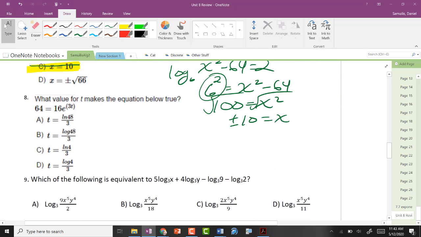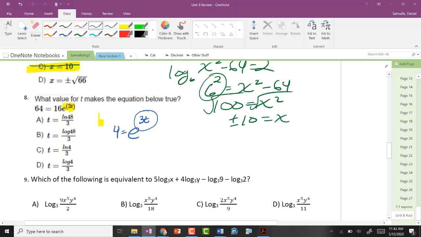All right, which one makes this equation true? So this one, you're not going to be able to plug in values if you are doing that previously. You're going to have to be able to know how to solve this. So first step would be to divide by 16 because we need to isolate this radical. So 64 divided by 16 is 4. So I get 4 equals e to the 3t.